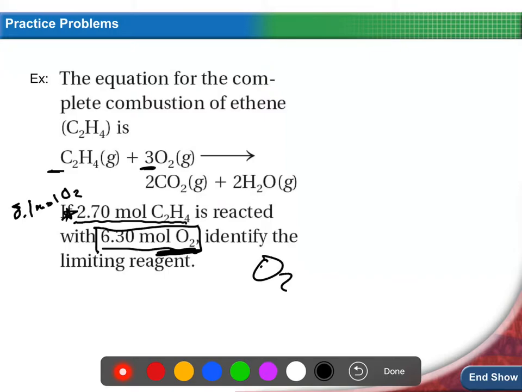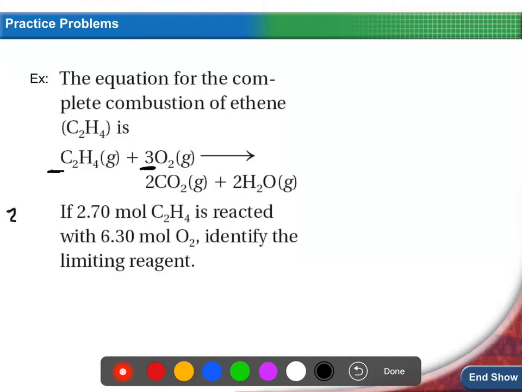You could also have done it the opposite direction. If you look at how much oxygen you have, 6.3 moles of oxygen. So if it's a 1 to 3 ratio between ethene and oxygen, divide 6.3 by 3, you get 2.1 moles of ethene is needed to completely react this much oxygen. Well, do you have that much? Yes, you do, and more. So ethene is in excess, oxygen is limiting. So both ways work. You just have to use your mole ratios there and figure that out.